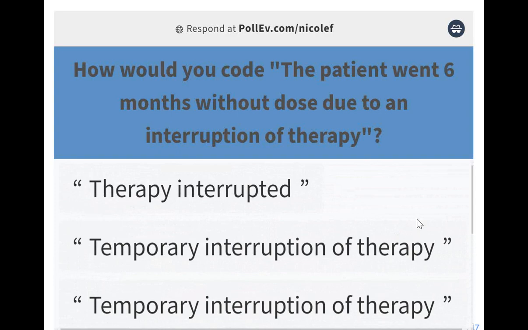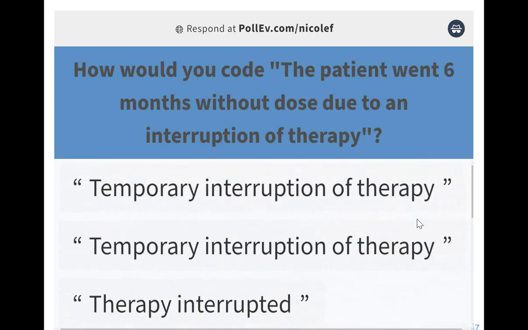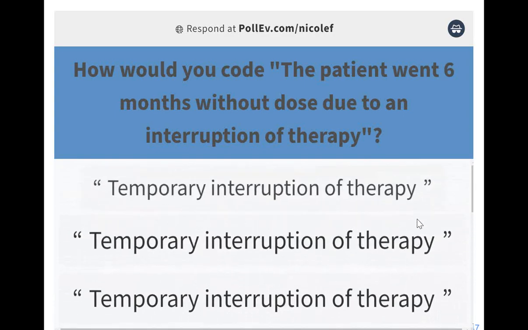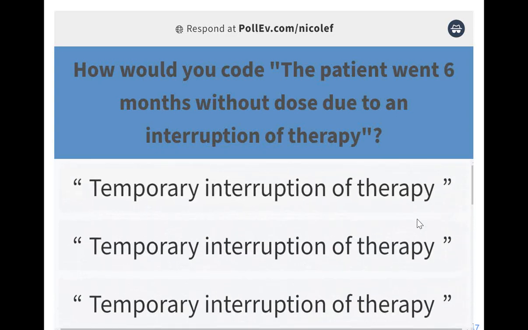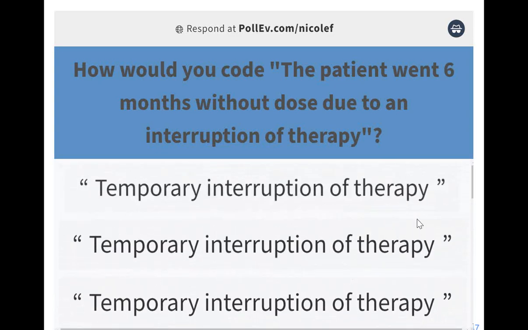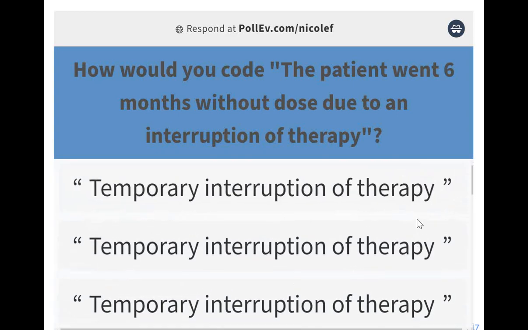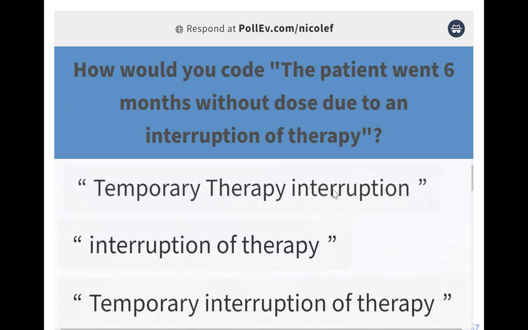Therapy interrupted, temporary. And again, it's important to note that the reported term does state the patient went 6 months without dose due to an interruption of therapy. So there is a time frame within the reported term. That's important to note, because a lot of people caught on to that and are going with temporary interruption of therapy. I'll give a couple more seconds for everyone to get in that browser and type in their response. Okay, so we have interruption and temporary.